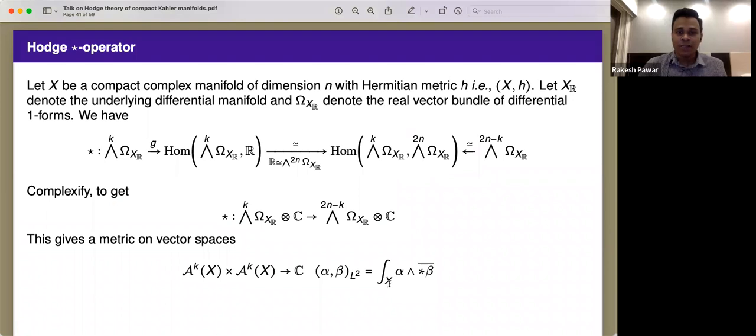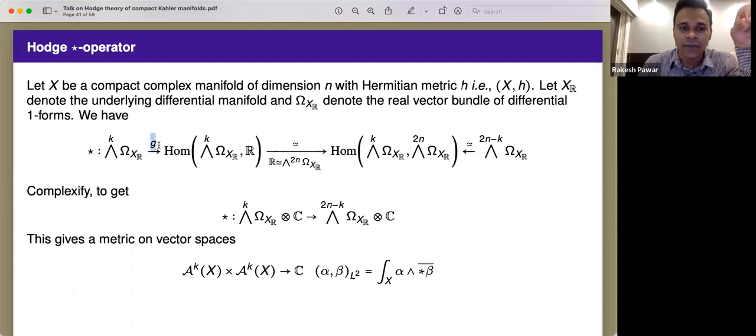Right. So now we will employ this Hermitian metric. Let's start with a compact complex manifold of dimension n, with a Hermitian metric. Now you look at X_R, which is the underlying differential manifold. There is a non-trivial operator at the differential forms level called the Hodge star operator. This is very explicit. If you remember, we didn't use the Riemannian metric. H had a real part and an imaginary part, and the real part formed a Riemannian metric on the underlying differential manifold.